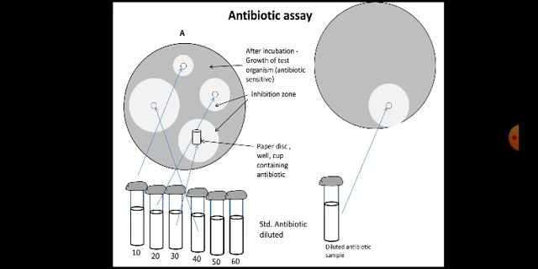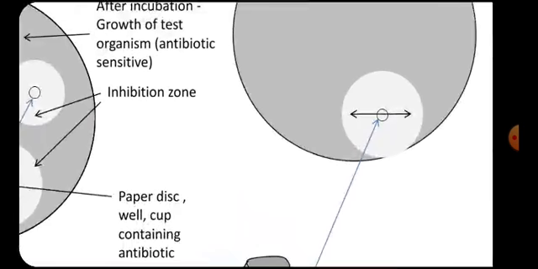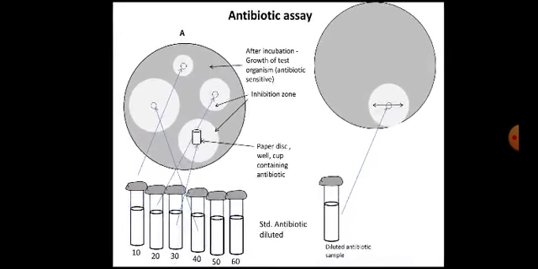Like this. Then you have to measure the inhibition zone diameter like this in centimeters or in mm. So it will be called the unknown diameter. Now you want to convert this diameter reading into concentration. So it has to be compared with a set of standards.